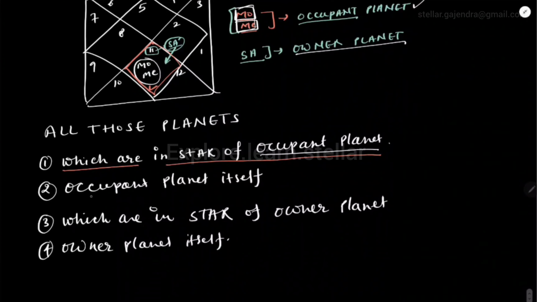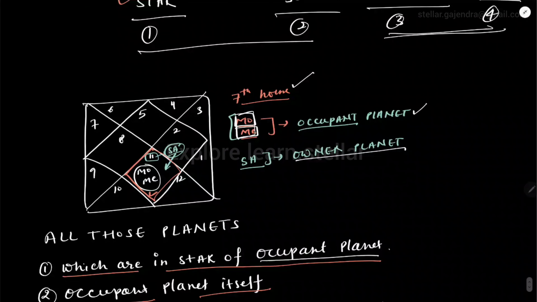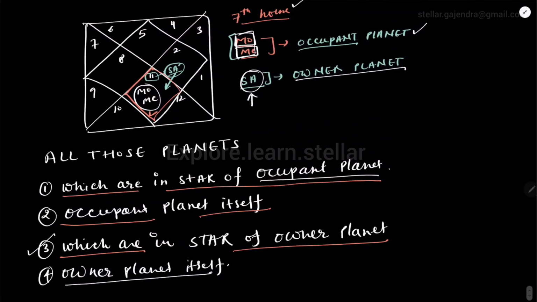Second, we have the occupant planet itself. So Moon and Mercury will become the second level significator. Third, we have those which are in the star of the owner planet. If you've seen the example, Saturn was the owner planet, and all those planets which are in Saturn's star will become the third level significator of this cusp. And at the very last, the owner planet itself is going to become the significator. In our case, Saturn is going to become the significator of the seventh house at the very last.